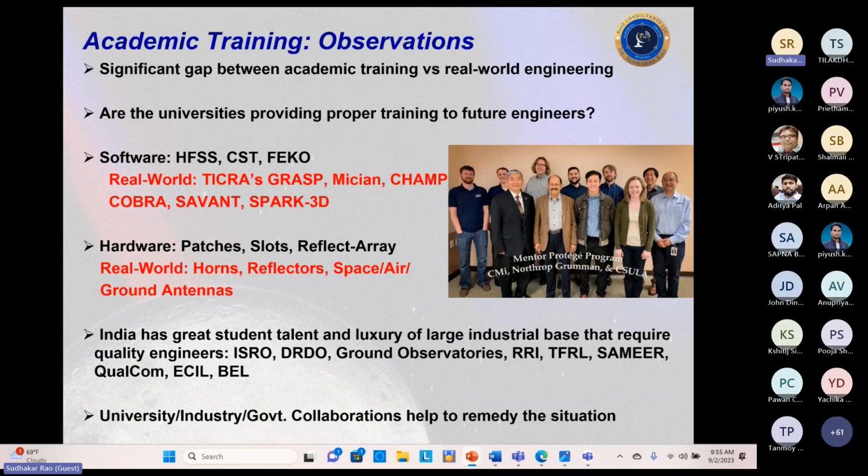And such an arrangement I have been advocating in India as well. I think there are some ways. ISRO says yes, they support universities and some small industries as well. So I think the more we have this, it will be good for students and the industry as well.